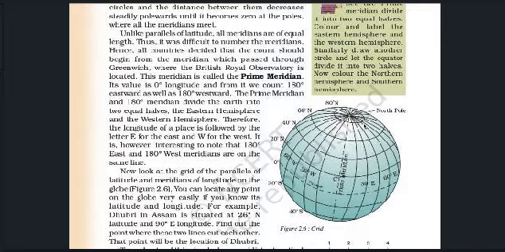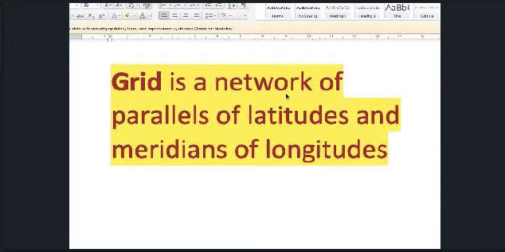This makes the grid. What is the meaning of grid? A grid is a network of parallels of latitudes and meridians of longitudes.